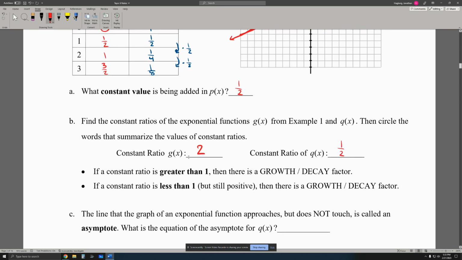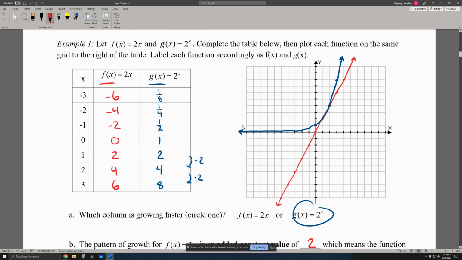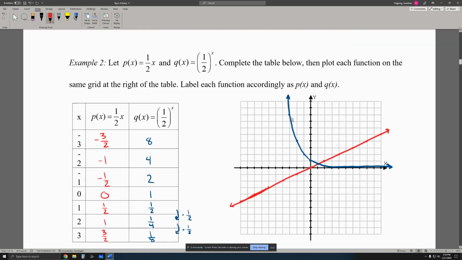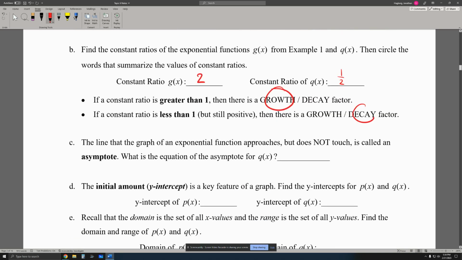So one thing I notice is that in g of x, because our constant ratio is greater than 1, let's see what happens in our graph. G of x is increasing. We would call this exponential growth. In q of x, because we have a constant ratio that's less than 1, 1/2 is less than 1 but still positive, well, let's see what happens with the graph. It's decreasing as we're moving to the right. So we have an exponential decay factor.